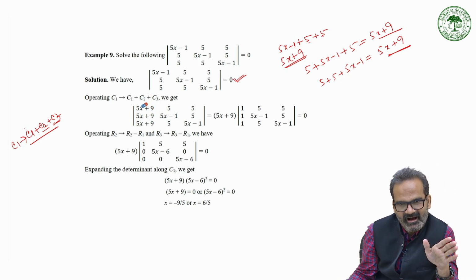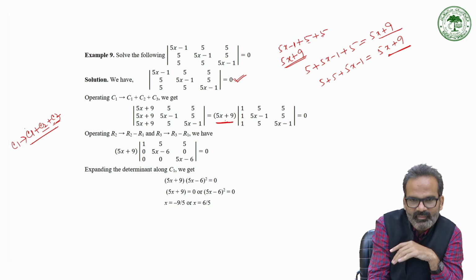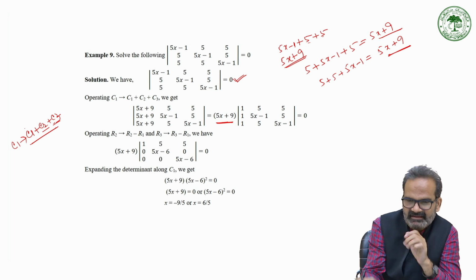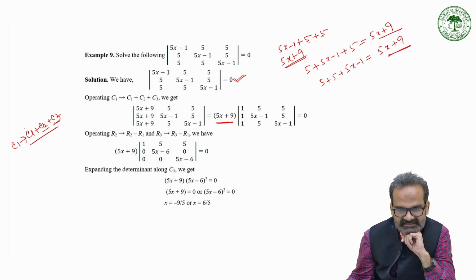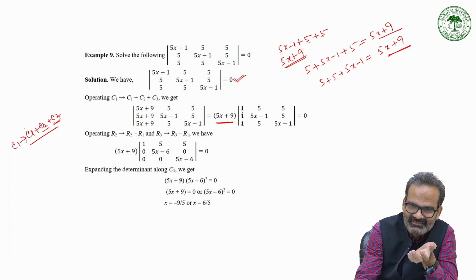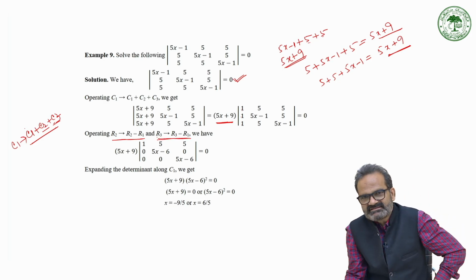Now, the column is the same, so what can we do? We can take it outside as common. So 5x plus 9 we have taken as common. What is left here? 1, 1, 1, and the rest two columns will remain as they are. Now see what we will do here. This is 1, this is 1, this is 1. So if we subtract R2 minus R1, 1 minus 1 we will get 0. R3 minus R1, then 1 minus 1 we will get 0. Right? We are operating R2 minus R1 and R3 minus R1, these two operations simultaneously.